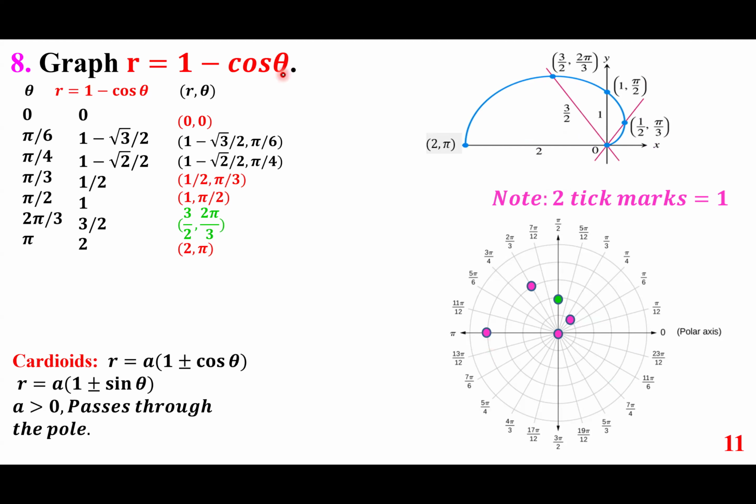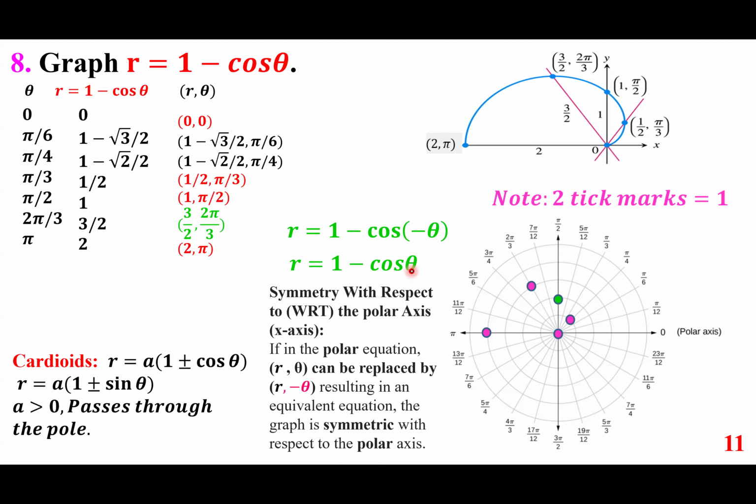If we replace the theta with negative theta, nothing changes because cosine is an even function. And therefore, if minus theta and theta result in the same thing, what do we have? Symmetry with respect to the polar axis or the x-axis. If in the polar equation r comma theta can be replaced by r comma negative theta, resulting in an equivalent equation, the graph is symmetric with respect to the polar axis.